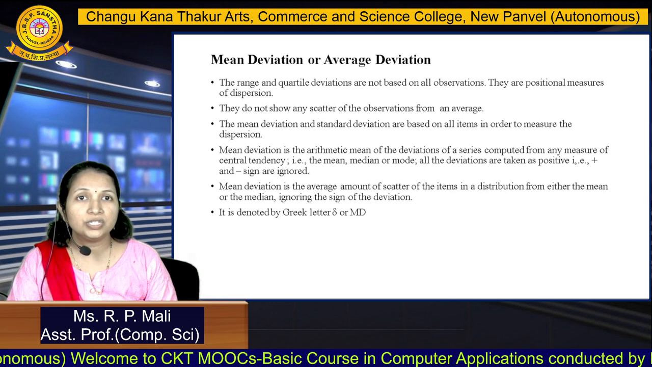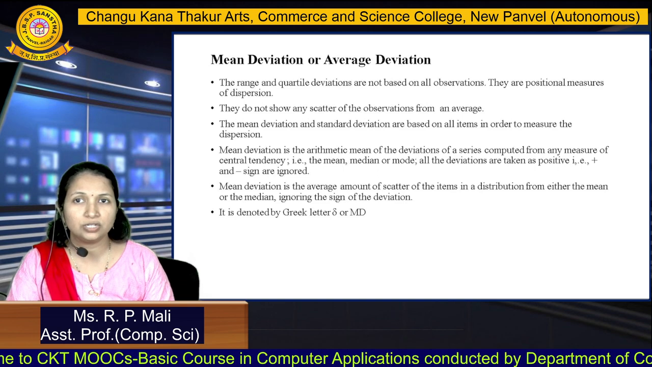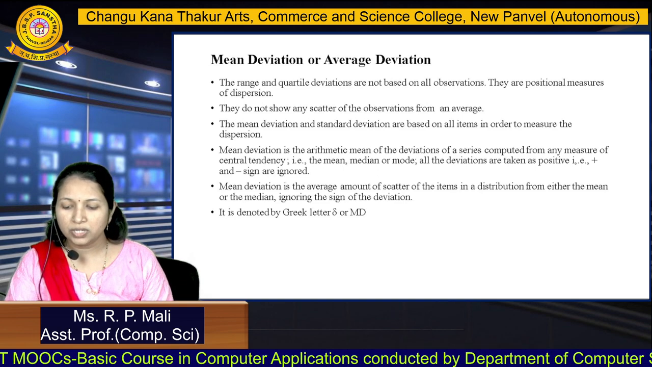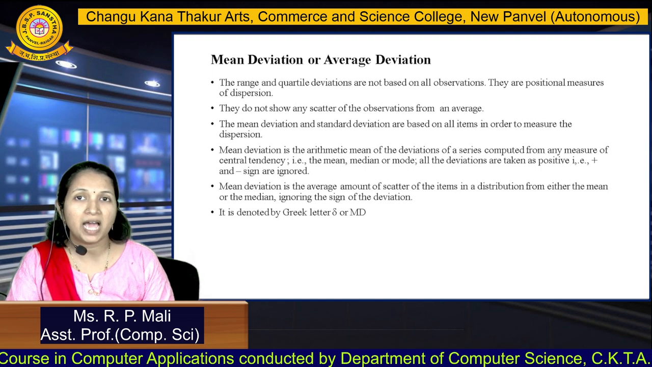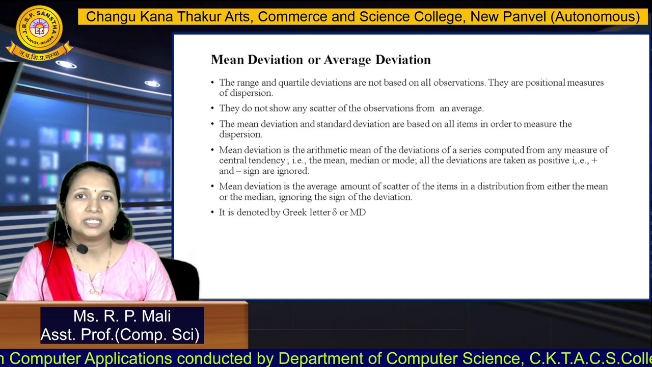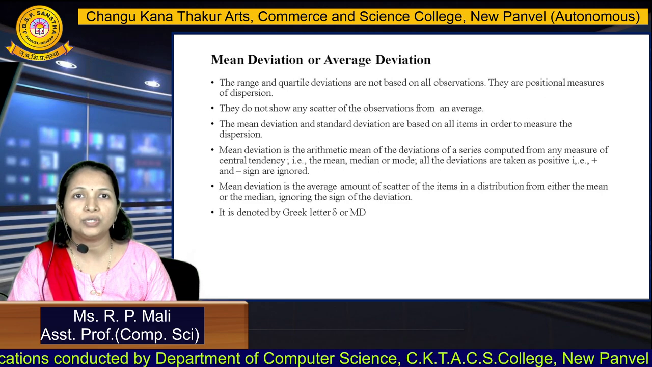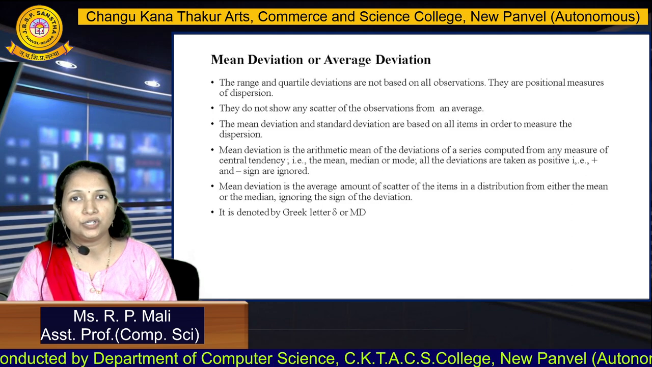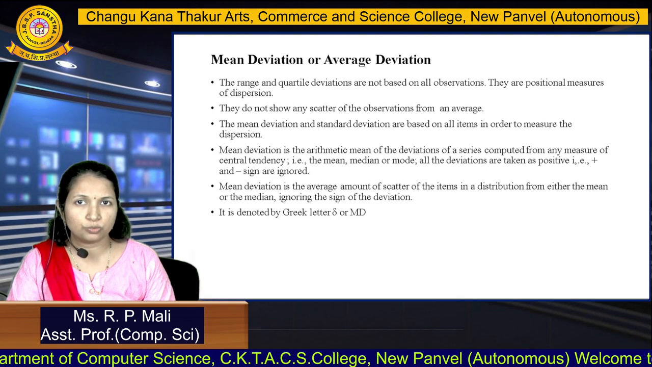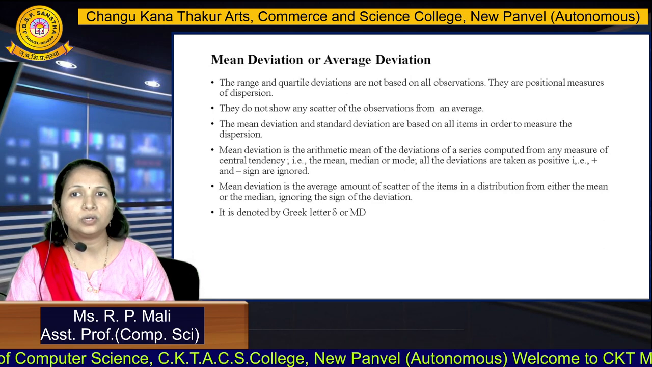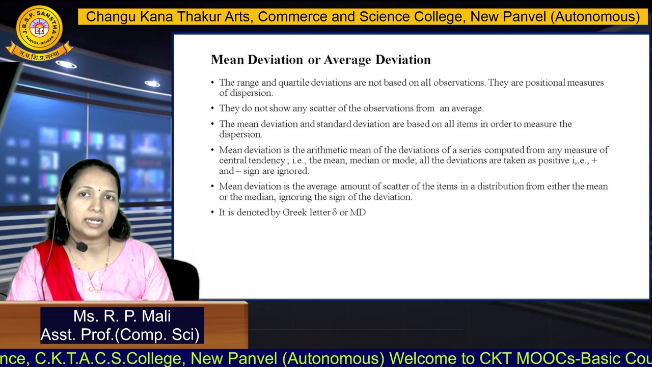They are positional measures of dispersion, positional measures of observation. So they do not show any scatter of the observations from an average. The mean deviation and the standard deviation are based on all items in order to measure the dispersion. In the mean deviation and standard deviation, we are going to include all the values of the distribution. So it will overcome the drawback of the range and the quartile deviation.